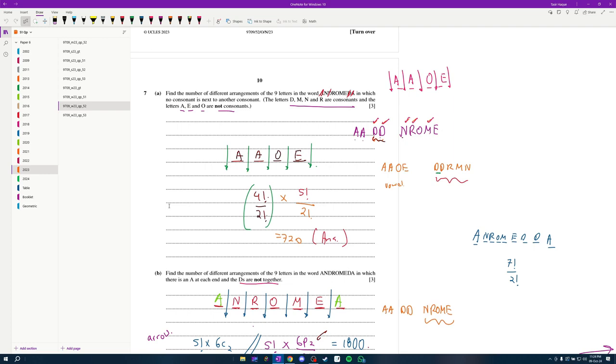And then we input the consonants, which are D, D, R, M, N. So we have 5 arrows and 5 consonants. So that's 5P5, or 5 factorial, divided by 2 factorial because there are 2 identical D's. That's that, 720.